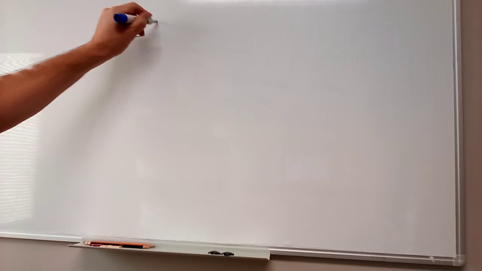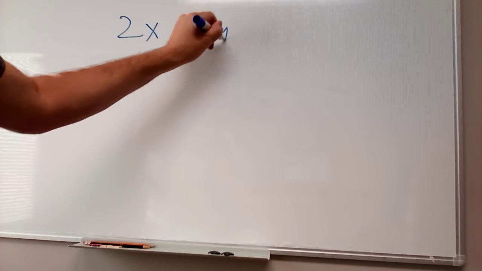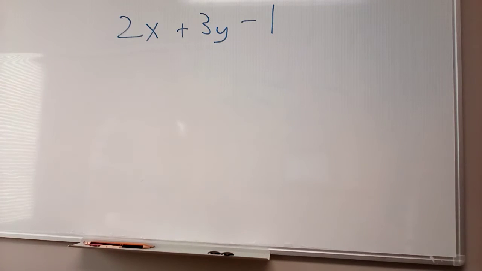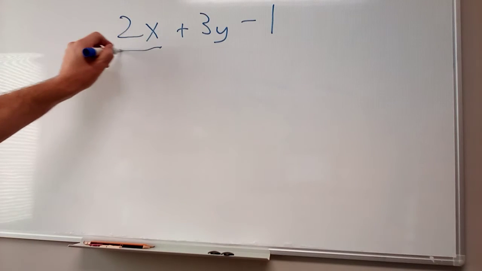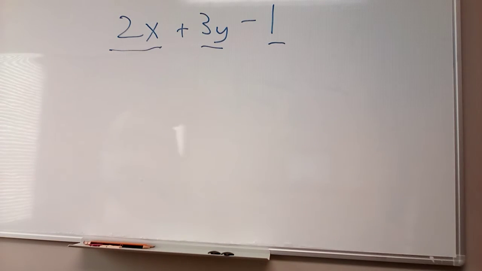So let's go with 2x plus 3y minus 1. In this problem, how many terms do we have? We have 3 terms. This is your first term, second term, and your third term. A lot of times you will hear this referred to as monomials, binomials, or trinomials, or you'll hear the term polynomial. And that information is all covered in the Introduction to Algebra video. I won't take time to go over that now. But it's important to recognize how many terms you have in an expression.